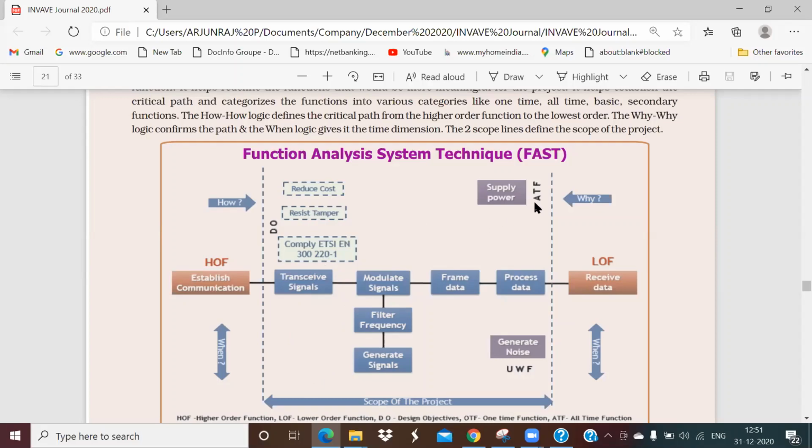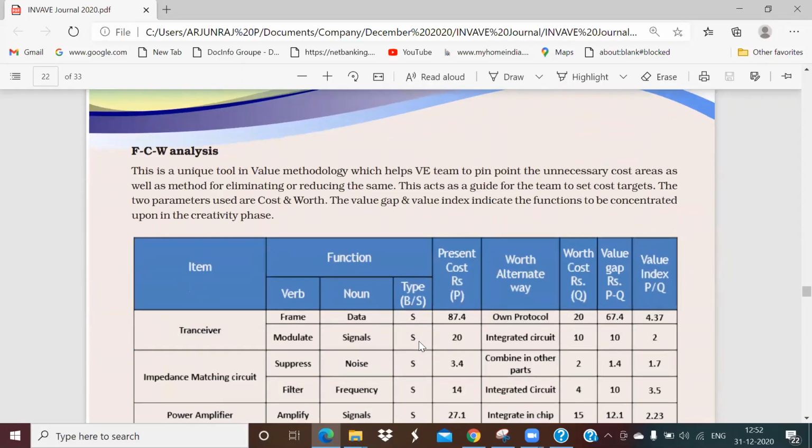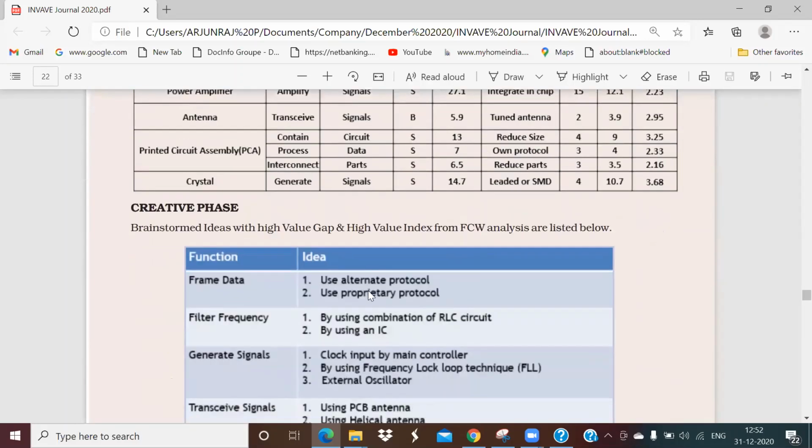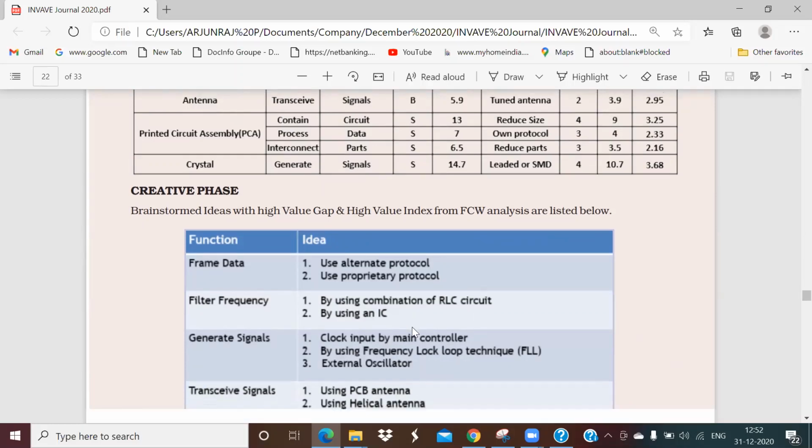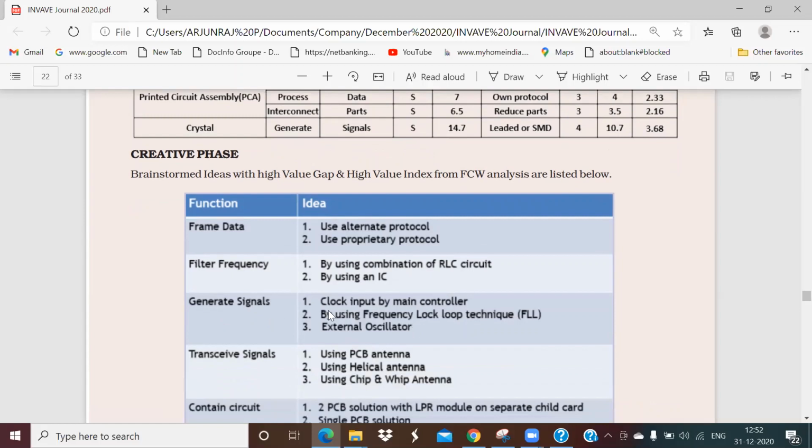Good. These are the other functions. So again, the function cost worth analysis is carried out. Ideas: for this function, frame data, you need to use an alternate protocol, a proprietary protocol. For filtering the frequency, you need to go for an RLC, resistance, inductance, capacitance circuit, by using an IC chip. For generating signal, you can go with different options, like a controller, a frequency lock loop, an external oscillator, or a circuit board.